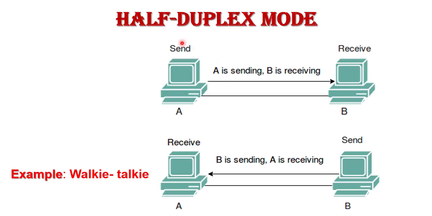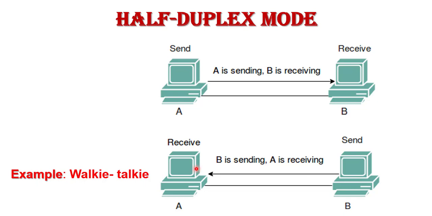Now second is half duplex mode. In case of half duplex mode, transmission occurs in either direction but not simultaneously. It means the station can transmit or receive data, but not simultaneously. Here we see in the diagram, this is device A and this is device B. First device A sends data, so it is the sending device, and device B only receives the data. After that, if device B wants to send data, device B sends data and device A receives data, but not at the same time.